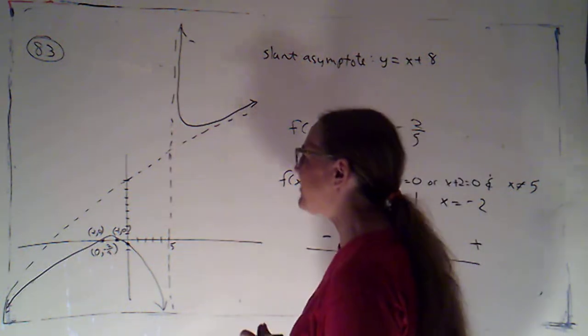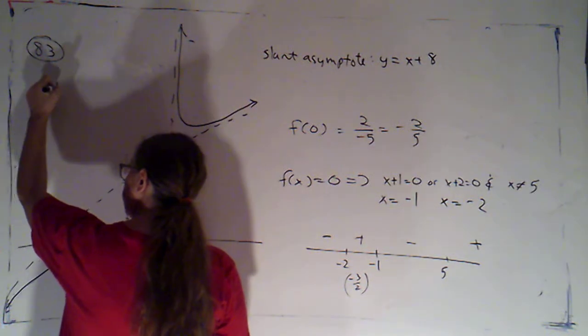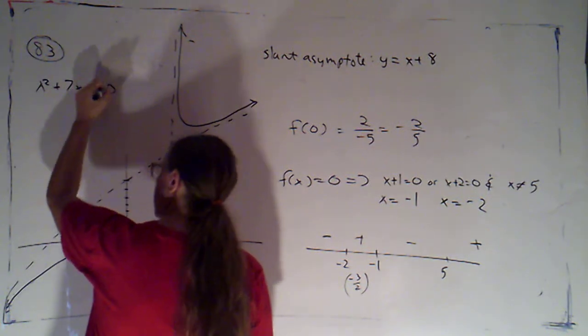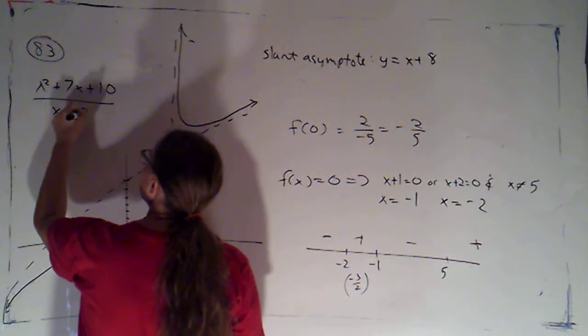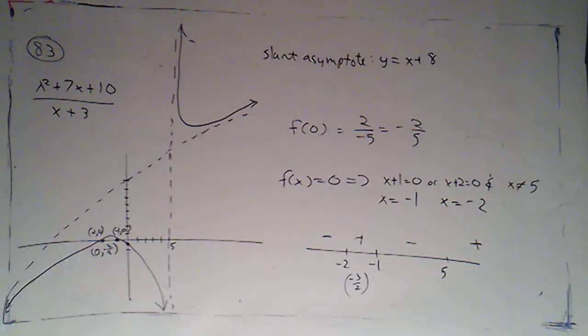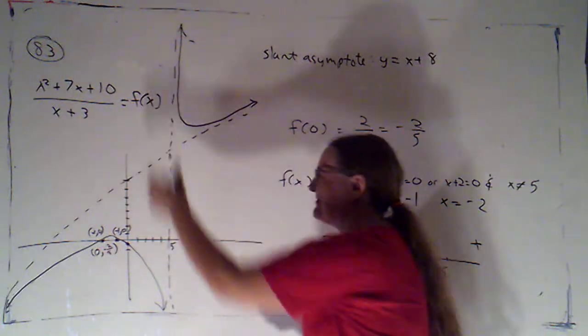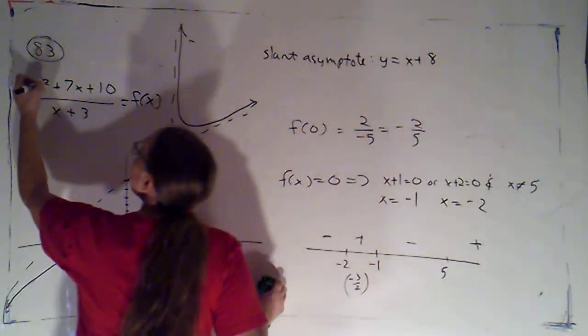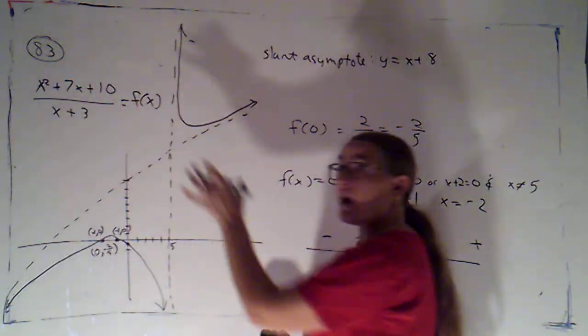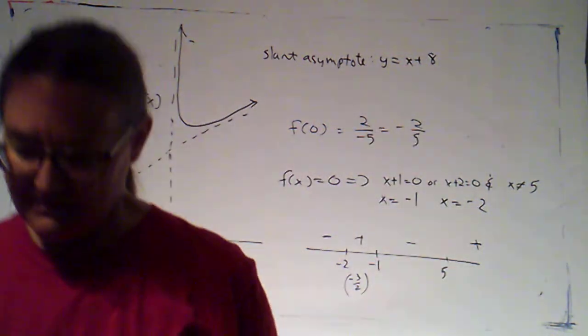Okay, so this is problem number 83 from the homework. The function is x squared plus 7x plus 10 over x plus 3. I don't remember what the book calls that. I will check. What did I say this was? 83. Oh, it's f of x. Excellent. Not that the name matters. The formula is what matters. But go ahead and graph that, and then we'll go over that together in the next video.